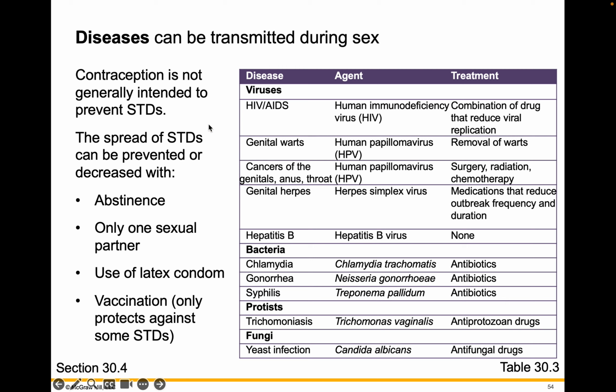Some common STDs are HIV and AIDS, also HPV, human papillomavirus. These can produce genital warts, but HIV and HPV can both cause different types of cancers. We do have a vaccine available to help protect against HPV, which is huge: a vaccine to prevent both STDs and also cancer, cervical cancer. Hepatitis B. So these first ones are all viral STDs. We also have bacterial STDs like chlamydia, gonorrhea, and syphilis. There are also protists that cause STDs like trichomoniasis, and fungi like a yeast infection.